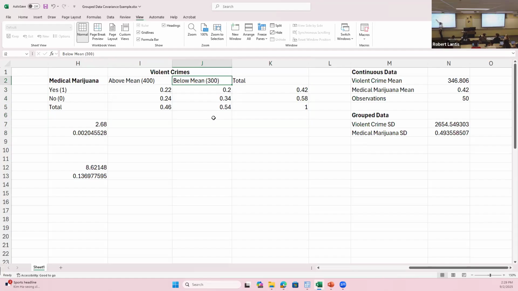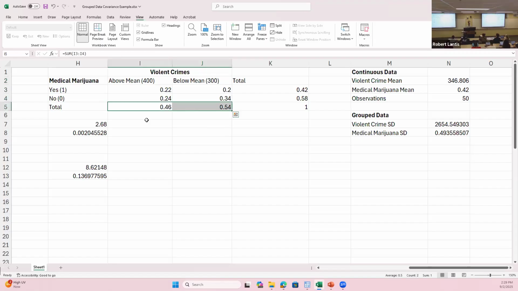22% of the states had that combination of things being true. Now they didn't have medical marijuana legalized and they had a below average mean. The average was 300. So the number of states that are in this category, where the average violent crime rate is 300 and they didn't have medical marijuana legalized, is about 34%.